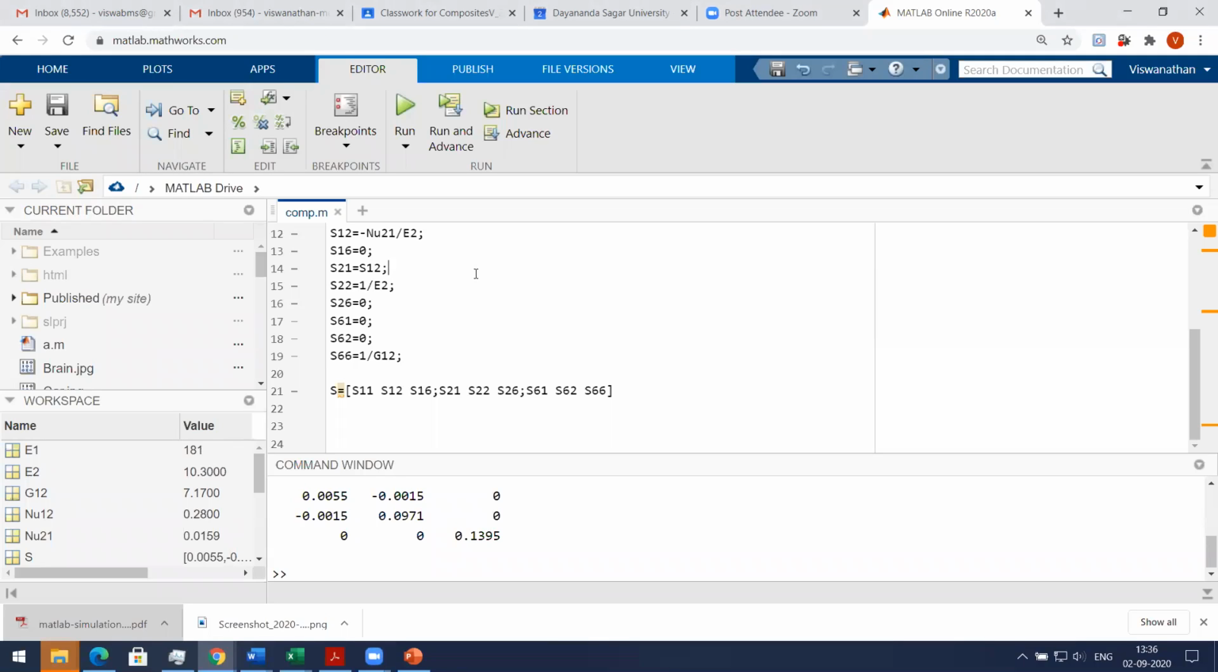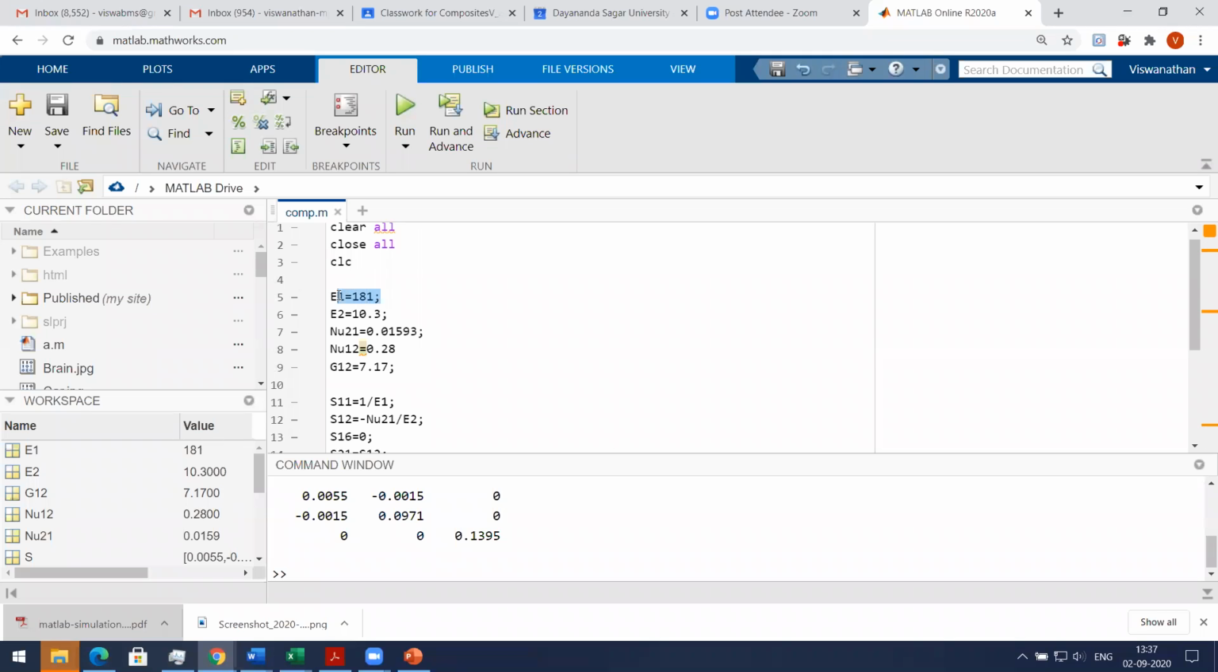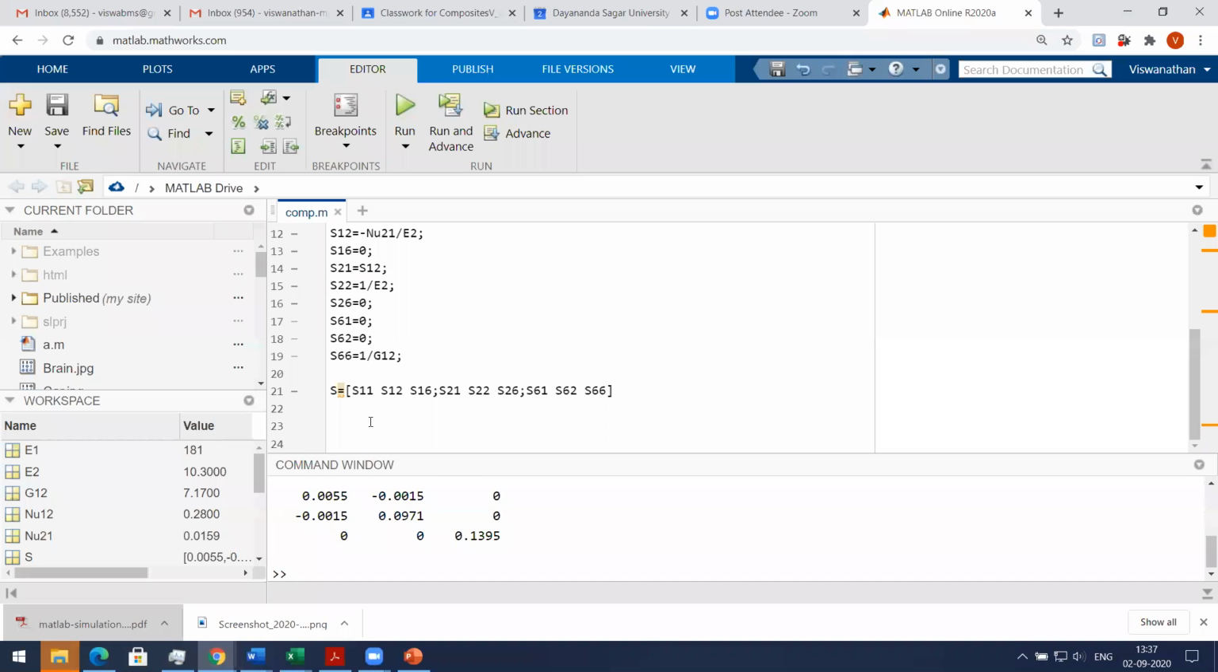So we were discussing how to find the... what matrix is this one? What matrix have we found out here? Compliance matrix. Okay. So the inputs are E1, E2, and either of these is enough. G12 is required. All are in GPa, so what you get is the GPa inverse. The units of this are in GPa inverse.